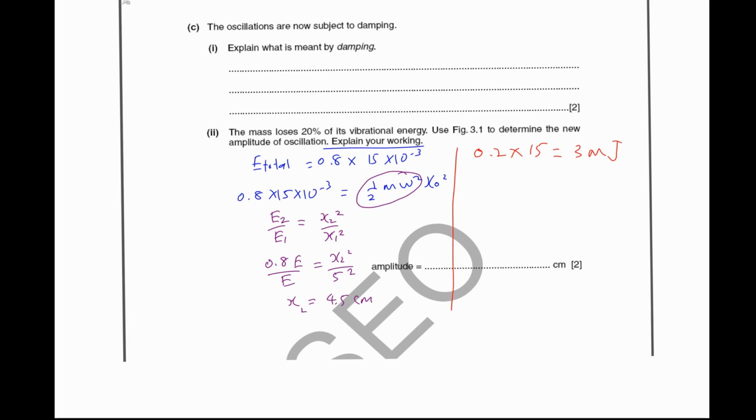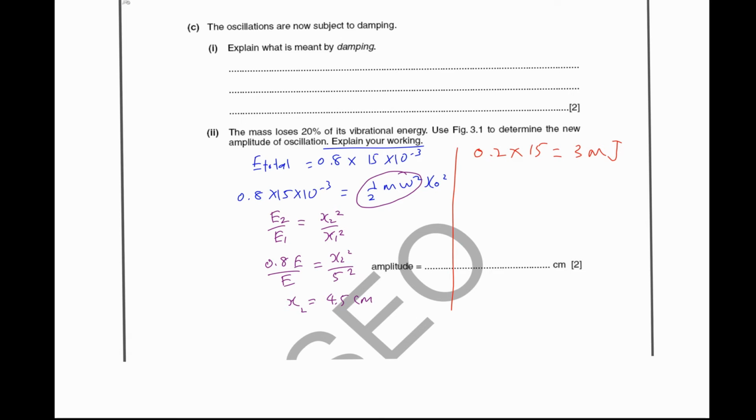80% times 15, right? That's our 12 millijoules. So if you are using that method, you can say that the total energy is now 12 millijoules. That is your explain your working part. You need to put that statement: the total energy is now 12 millijoules. Okay, write that down first.